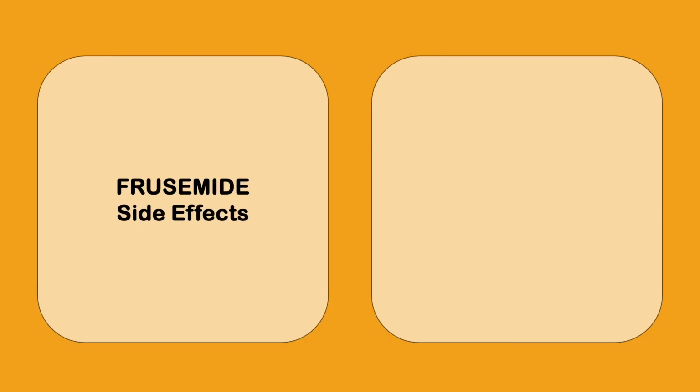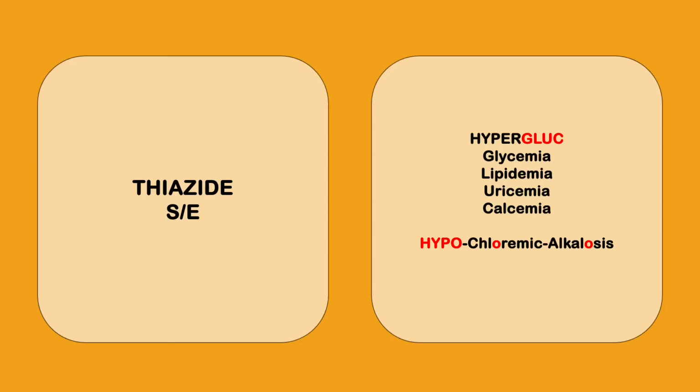Furosemide side effect, that's your hyperuricemia. Remember, furosemide started in a patient and they come in with gout. So hyperuricemia is one of the things you need to remember. Thiazide side effects have been tested so many times. It's a potential question. I made a mnemonic called HyperGLUC: hyperglycemia, hyperlipidemia, hyperuricemia, hypercalcemia, hypochloremic alkalosis.